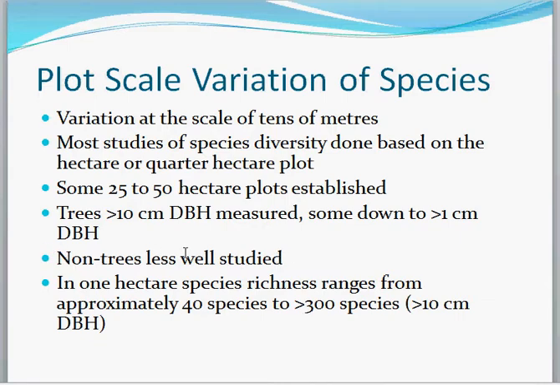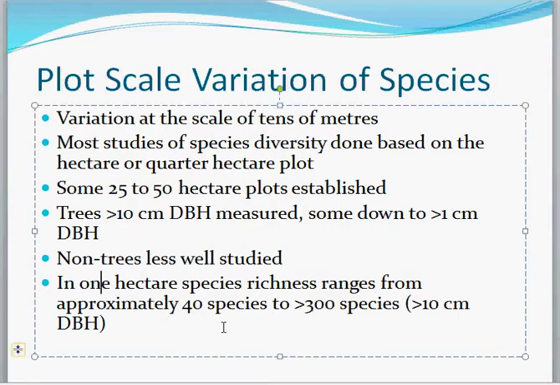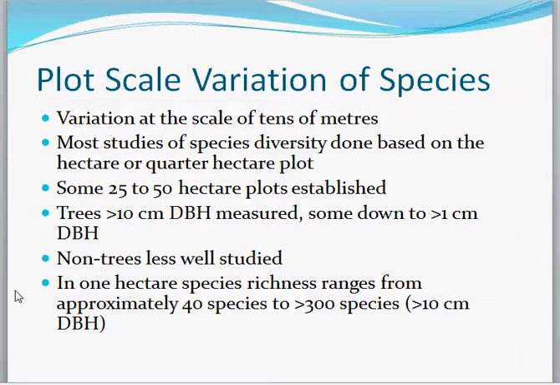So, what is the range of plot scale or alpha species variation in tropical forests? Well, generally the range is from approximately 40 species to over 300 species per hectare. Trees 10 centimeters dBH and above. These numbers of species will be higher if you measure down to 1 centimeter dBH.